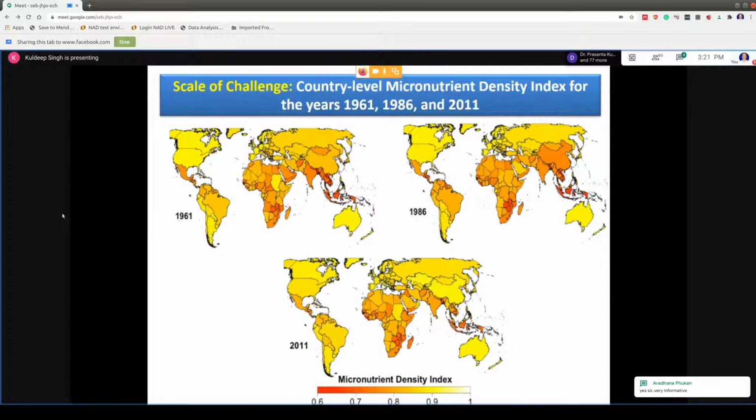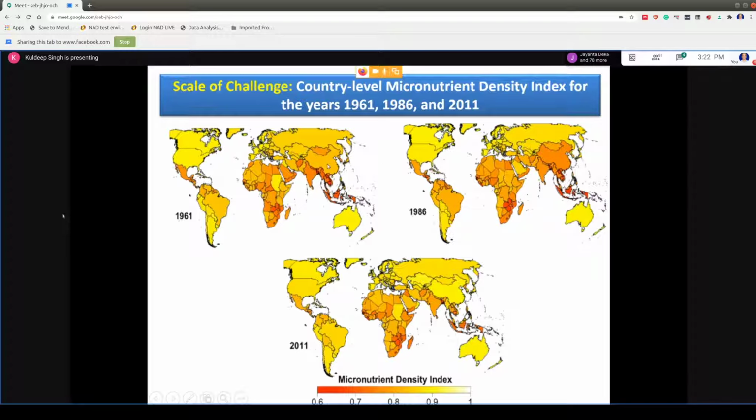We know that since the 60s, when the Green Revolution took place, from net importers we have become net exporters. All those figures are available with you. But have a look at this slide. Look at the level of micronutrient density. You compare all the states, but compare with India. See India, we have not changed much from 1961 or the 80s or even 2000 onwards. The color of the micronutrient density remains more or less the same in all the places. Many countries have improved.